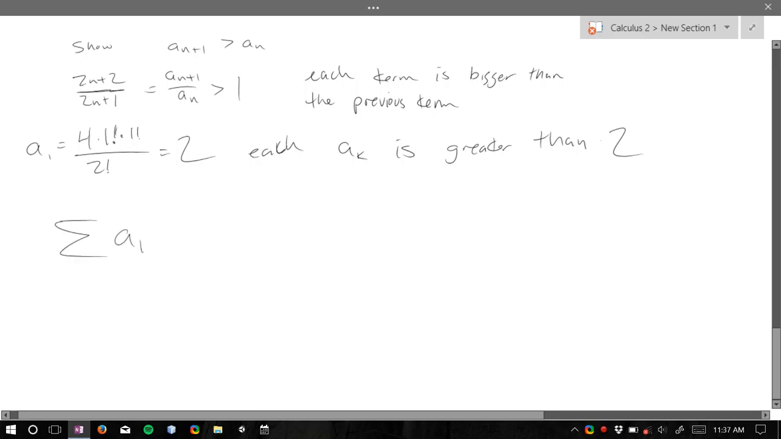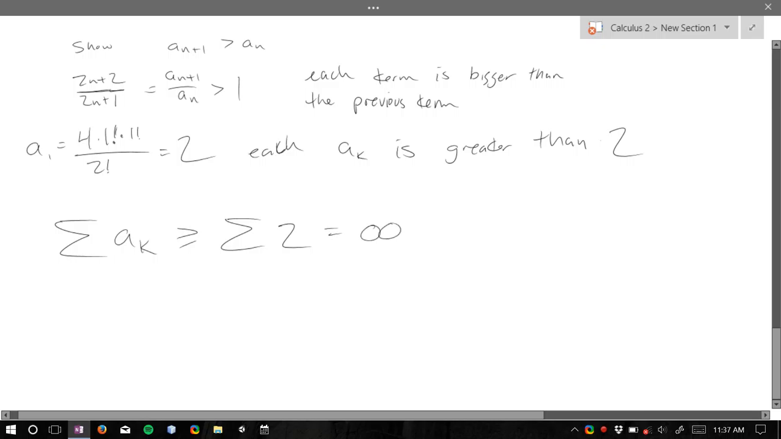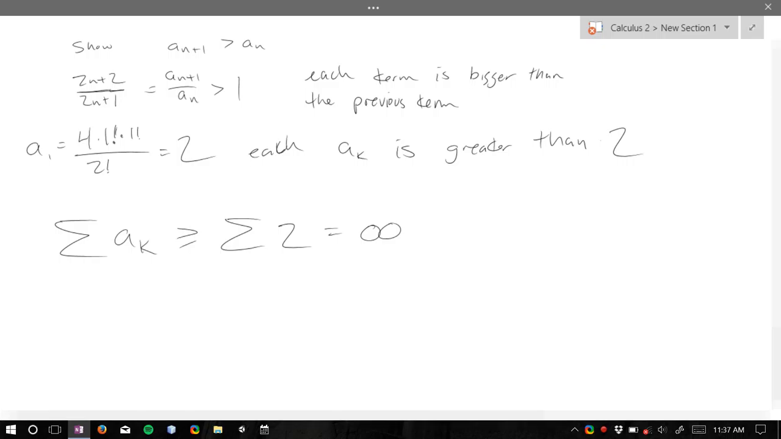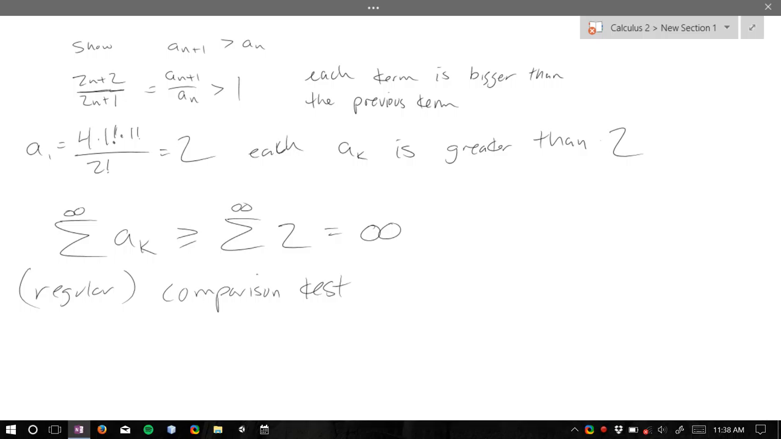That means the summation of a_k is greater than or equal to the summation of a whole lot of 2s. So what happens if you add up infinite 2s? Infinity. So there we go. So I think this is the regular comparison test we actually use right here, technically. So this is the standard comparison test. So we knew that adding up an infinite number of 2s was going to be infinity, and a_k is slightly more than 2. Each term is slightly more than 2. They get really close to 2, but they don't get close to 0. So that's probably not the problem you want in your quiz or final exam.